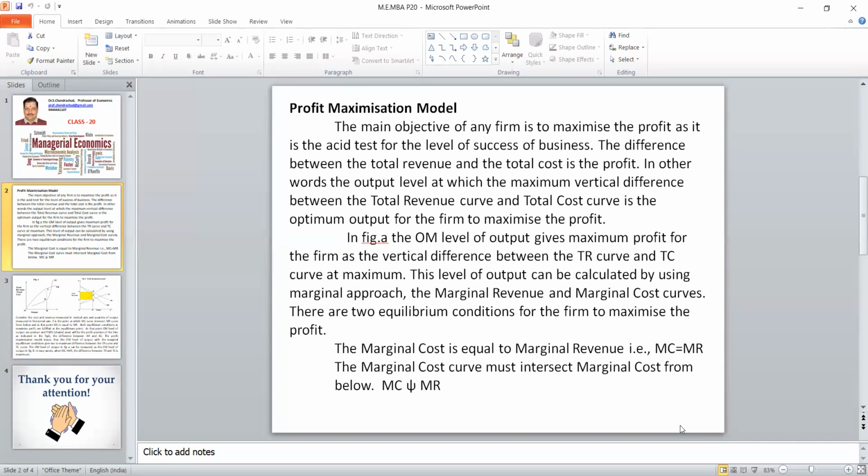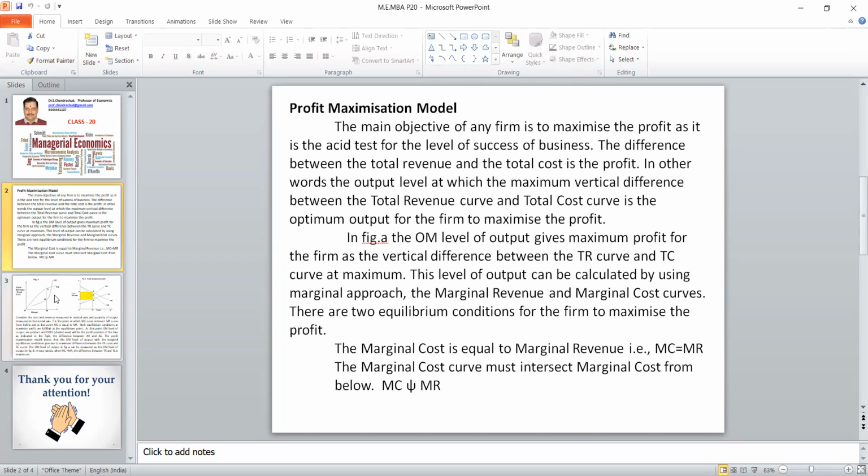There are two conditions that we have to fulfill. One is the marginal cost must be equal to marginal revenue, and the second condition is that marginal cost should intersect marginal revenue from below. I think these two conditions were already studied in market structure. Now we are going to prove that.